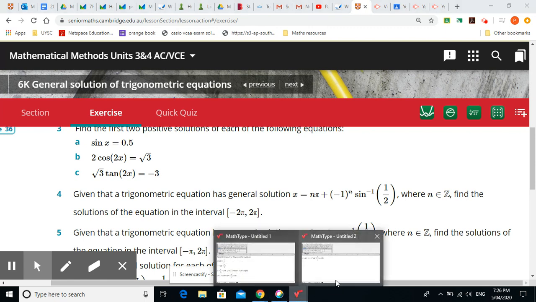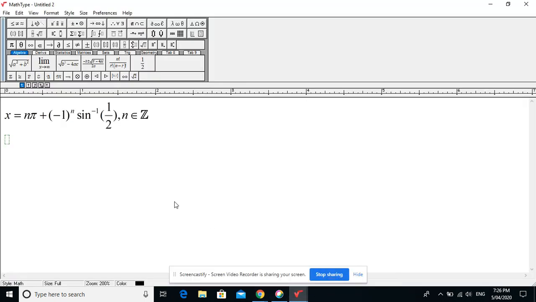Well, let's set up the general solution here, and we're going to try and figure out what our solutions between negative 2 pi and 2 pi will be. Well, our first solution will be when n is 0. So let's try and see what that is. X equals 0 pi, which is 0, plus negative 1 to the power n. N is 0, so negative 1 to the power 0 is 1. And then we go inverse sine of 1/2.